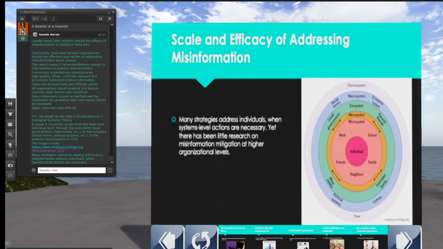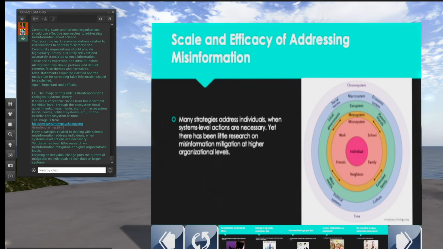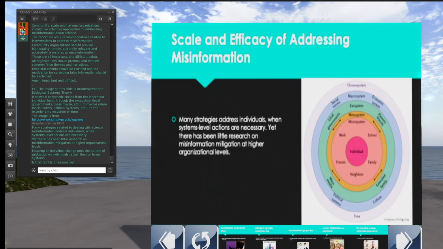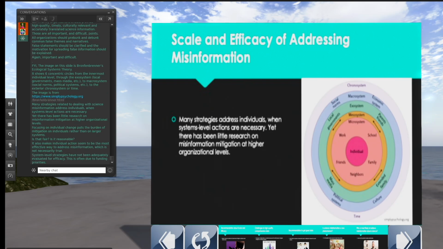Many strategies related to dealing with science misinformation address individuals, when systems-level actions really are necessary. Yet there's been little research on misinformation mitigation at higher organizational levels. Focusing on individual change puts the burden of mitigation on individuals rather than on larger systems. Is that fair? Is it reasonable? It also makes individual action seem to be the most effective way to address misinformation, and that's not necessarily true. System-level strategies have not been adequately evaluated for efficacy, and this is often due to funding priorities.